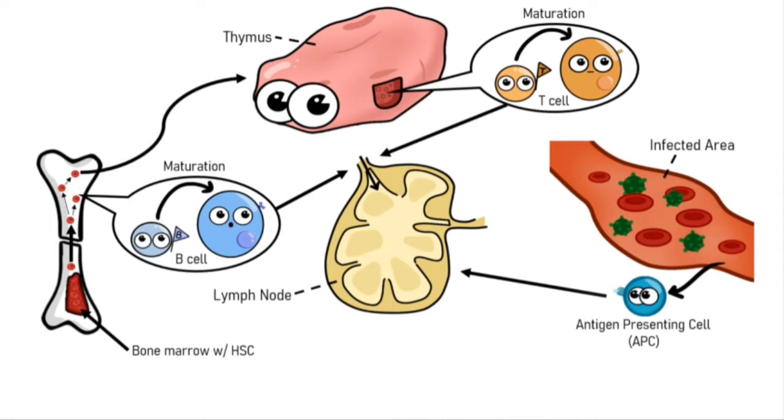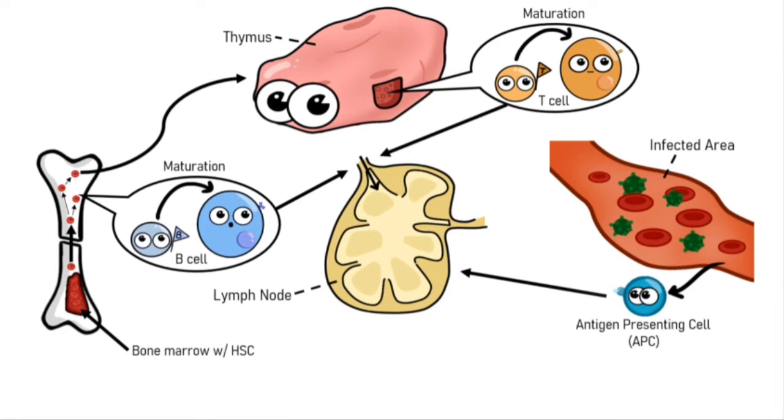I like to think of the lymph node as a university for these mature B and T cells, where they can differentiate or graduate. These mature B and T cells can only differentiate or graduate when they can recognize a specific antigen that they were born to recognize.